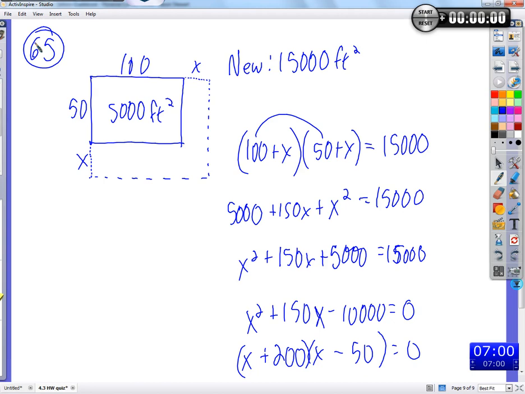Okay, so let's pass in our homework and get rolling on this next subject. So the new dimensions of the skate park: the old dimensions plus 50 on each side. That would be 150 and 100.